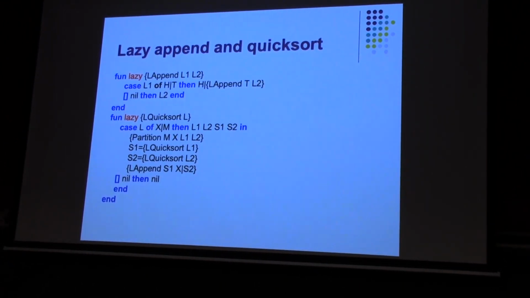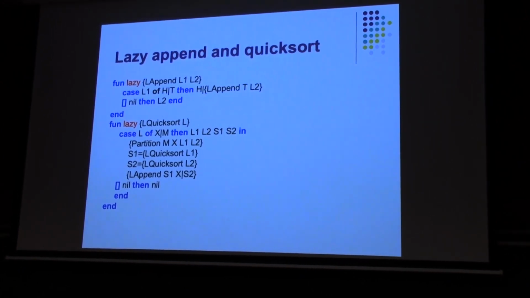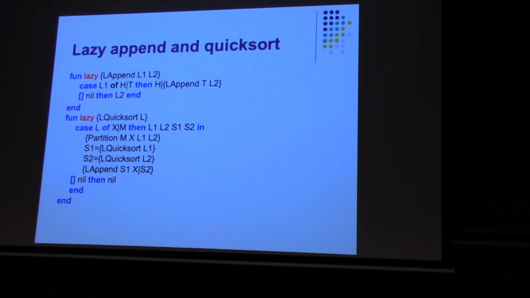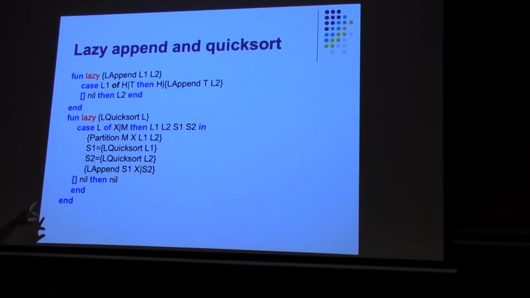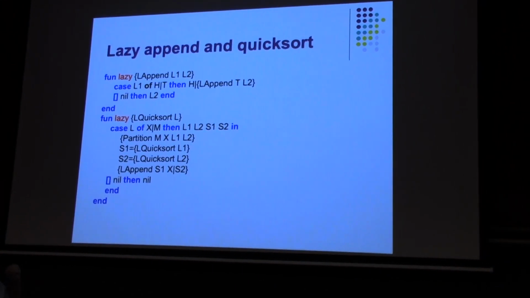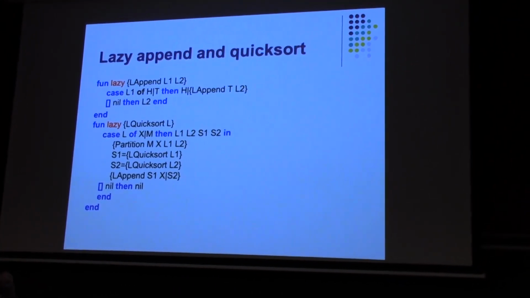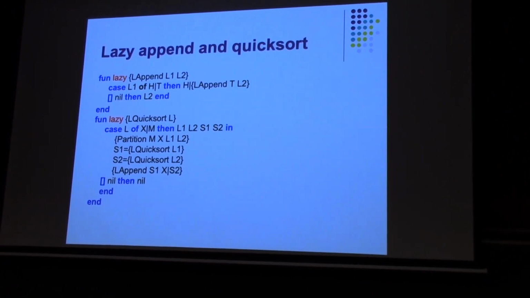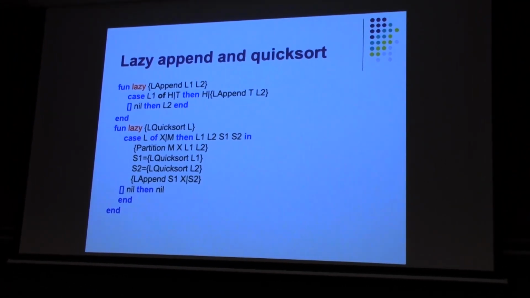We take append and quicksort, and we just add lazy. So it's very easy to change the source code. And otherwise, it's all the same. We change the names so that there's no confusion: L append and L quicksort. But partition stays the same. Okay. So let me run that.